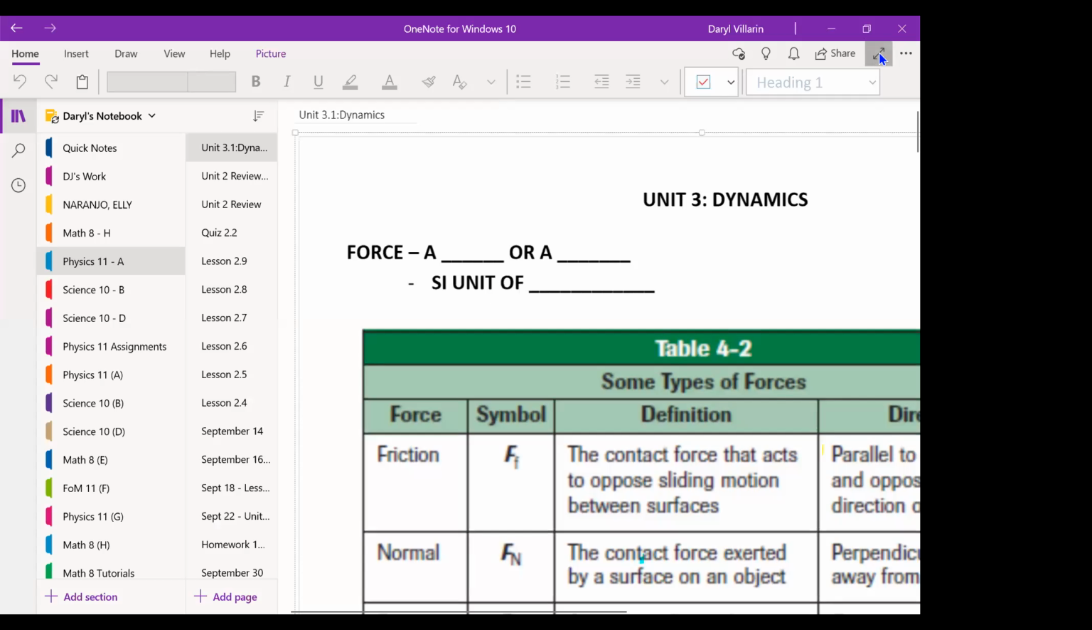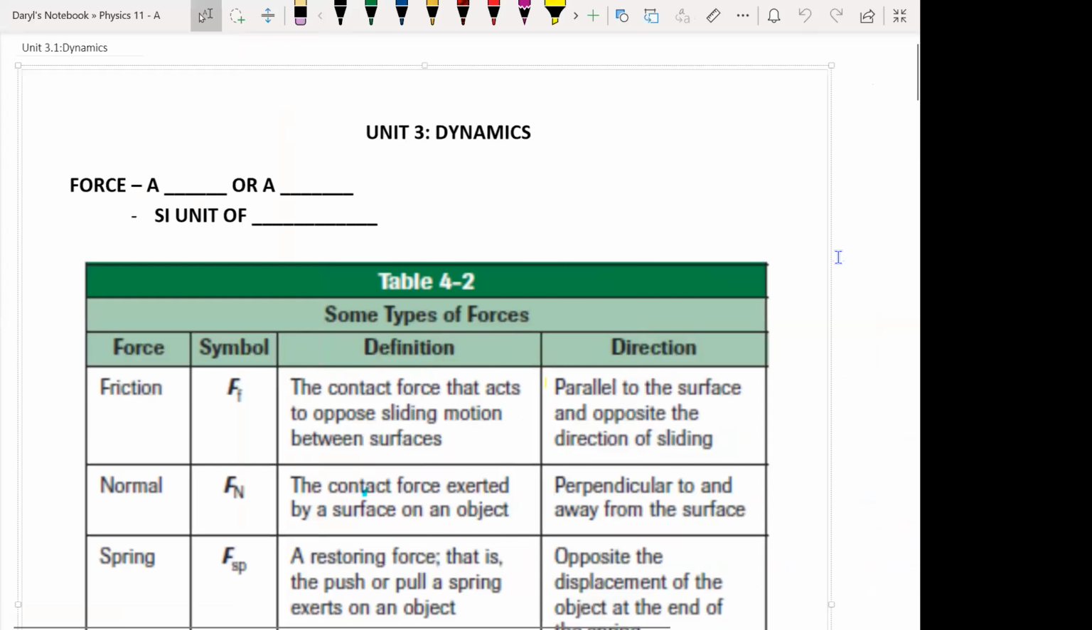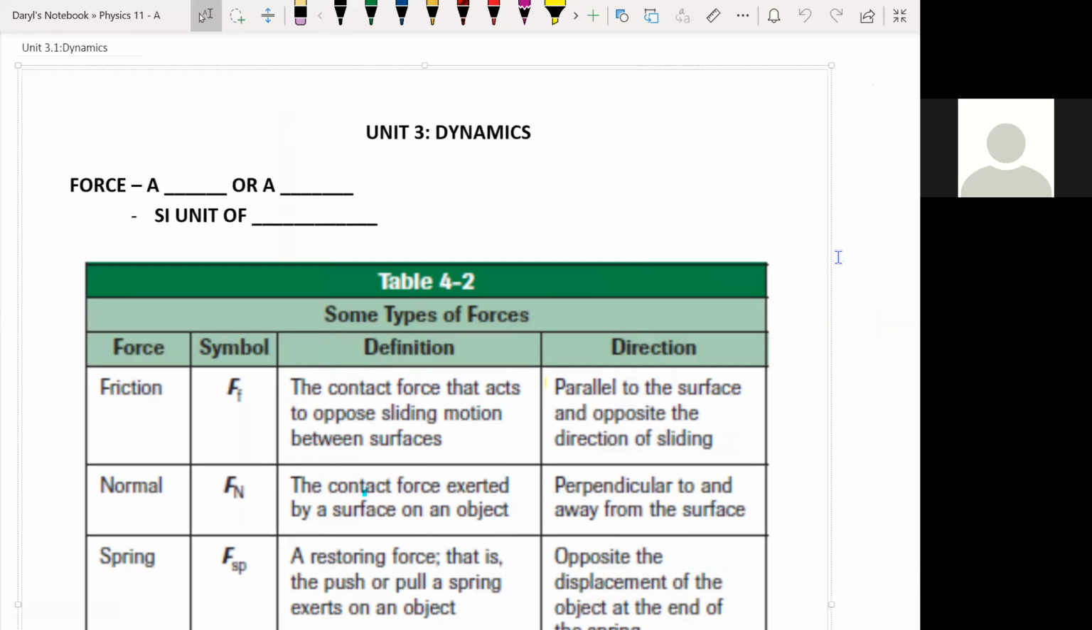Okay, so unit 3 is about dynamics. So kinematics is all about motion of objects. In that particular case, we're just trying to describe the motion of objects. Okay, so we're not into explaining why.